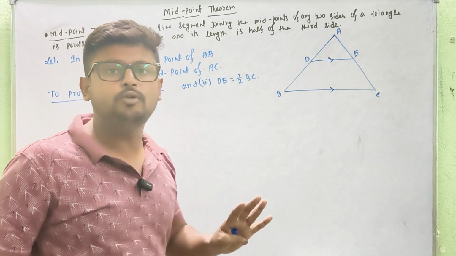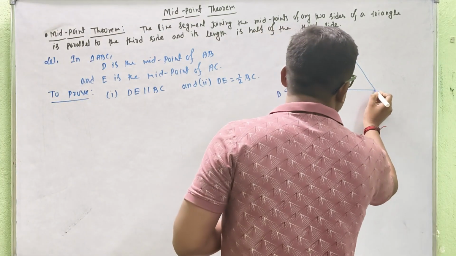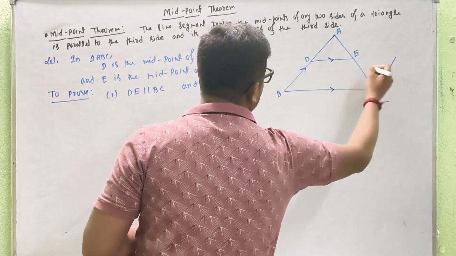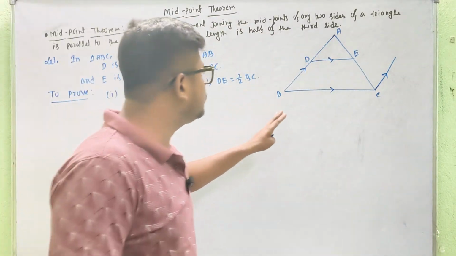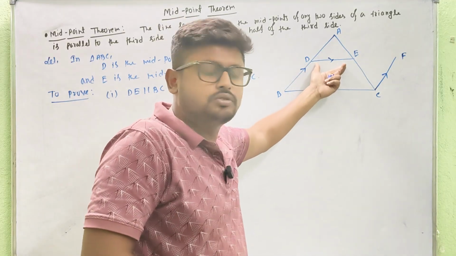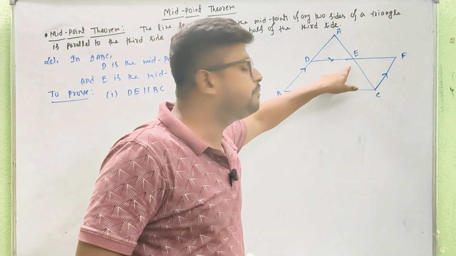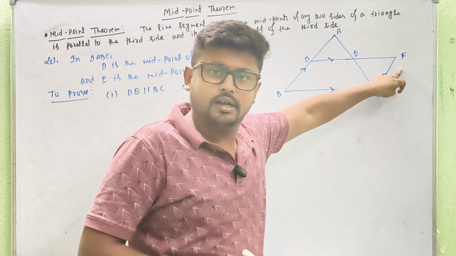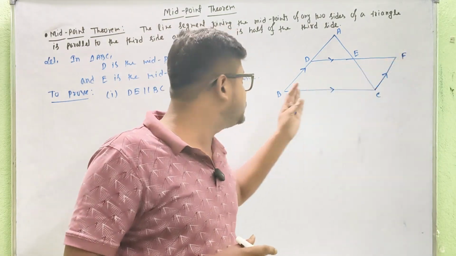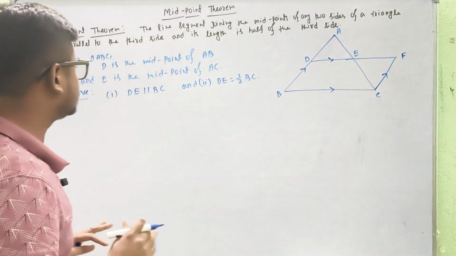Now to prove this theorem, we have to make a construction. What is the construction? Draw a line CF. Now we draw a line CF which is parallel to BA, and DE produced. Now we produce the line DE, so DE produced meets this line CF at the point F. Clear? In this construction, CF is a line which is parallel to BA and DE produced meets CF at the point F. This is the construction.